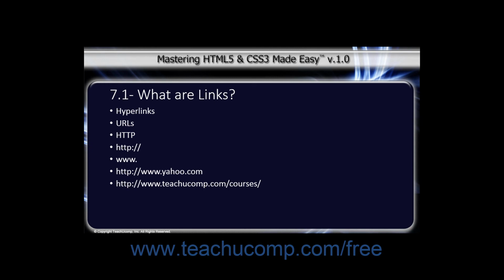There are two types of links you can create in HTML: absolute and relative. An absolute link generally refers to and is used to create a link that takes the user to a specific page on the web outside of the current website. An absolute link contains a complete URL. For example, http://www.teachucomp.com.